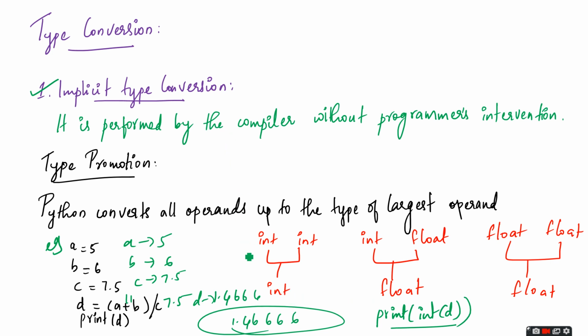Now, if we get the output without the programmer's intervention, or the output is produced by the compiler, that is known as the implicit type conversion. Implicit type conversion means it is performed by the compiler without programmer's intervention. Now, type promotion means Python converts all operands up to the type of the largest operand. That means if int and float are there, float is the largest operand. So we will get the result in floating point.